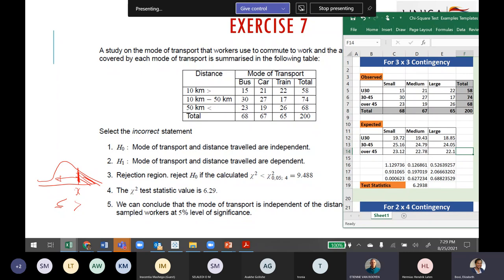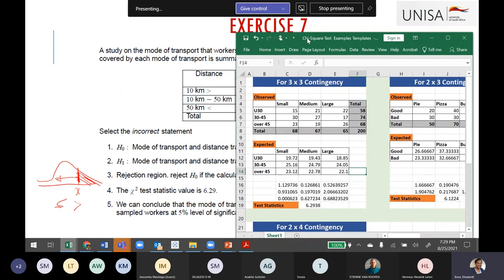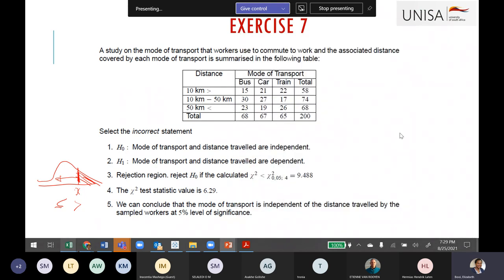I'm leaning towards number three, because we're looking for the incorrect one. Number one, number two is correct. Number four is correct. Number five, it says, sorry about the spreadsheet that is on top, can minimize it. We can conclude that the mode of transport is independent. So it means we are not rejecting the null hypothesis. So we do not reject. So it falls this side.